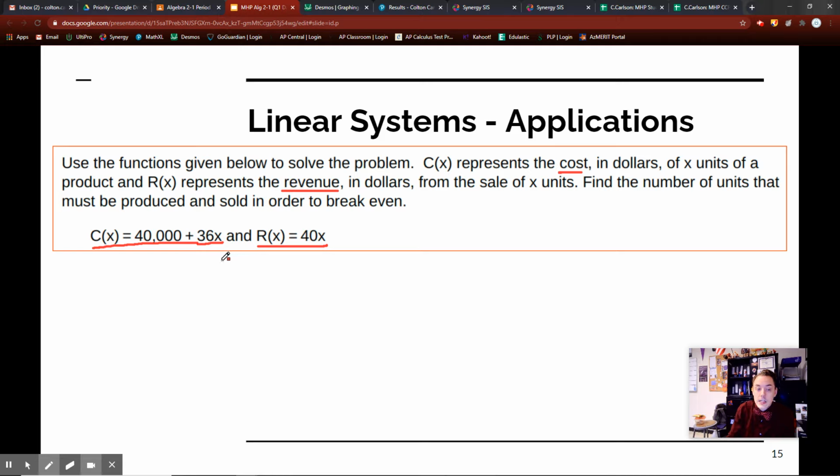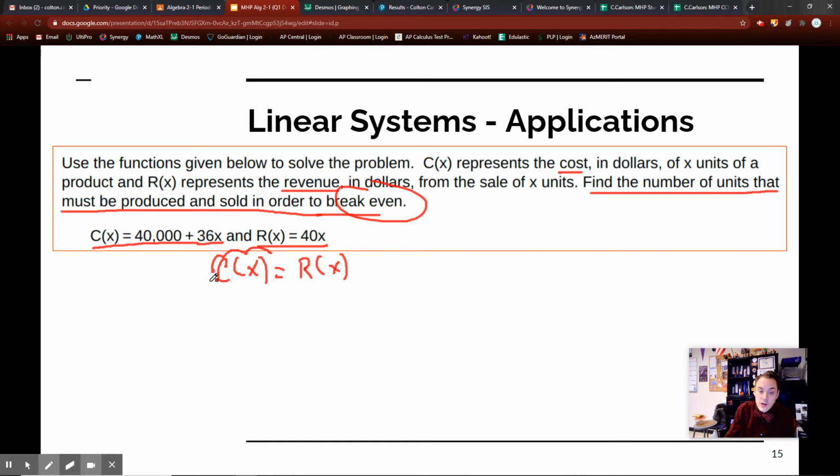Okay, so now what does this mean? Find the number of units. That's what it's asking. Find the number of units that must be produced and sold in order to break even. Now, what does that mean? Okay, well, first of all, this is what it means. When my cost equals my revenue. So when the cost of a Starbucks Frappuccino equals the revenue that it's making, okay, that's when it's called break even.